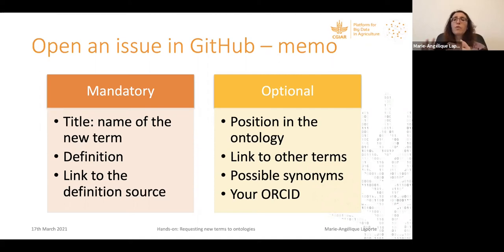That would be to provide a proposed position of the term in the ontology, but also, as I said, the link to other terms. And if you have possible synonyms, that's nice. If there's not, that's okay. And also we ask you to provide an ORCID. I will come back on why providing an ORCID is important a little bit later in the presentation. But that just summarizes nicely what we expect when you create a new term on GitHub.